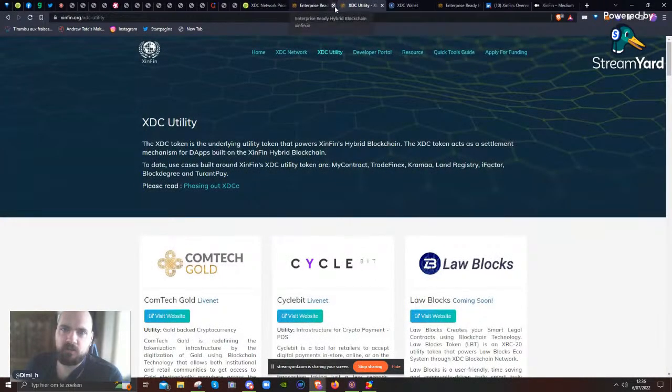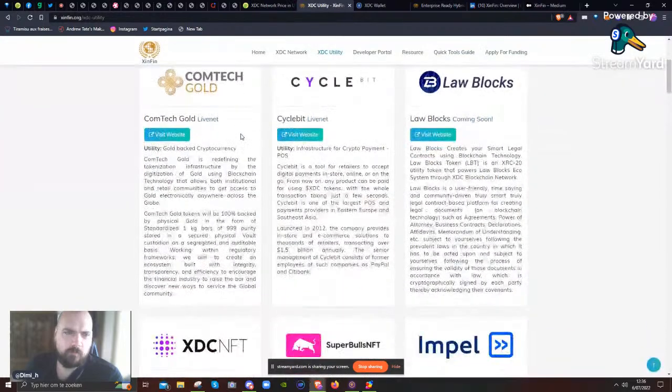XDC utility, this page. That's interesting. Gold-backed cryptocurrency. Tracking the price of gold using blockchain technology. I'm going to get deeper into it, but this sounds very interesting. I'm a fan of gold. I'm going to be honest here.